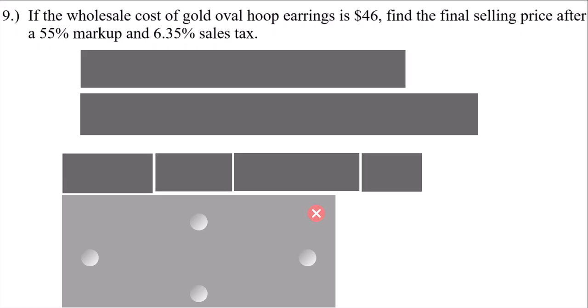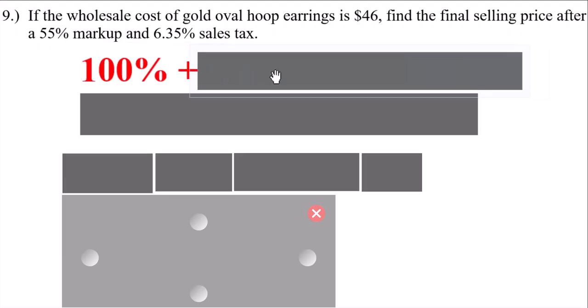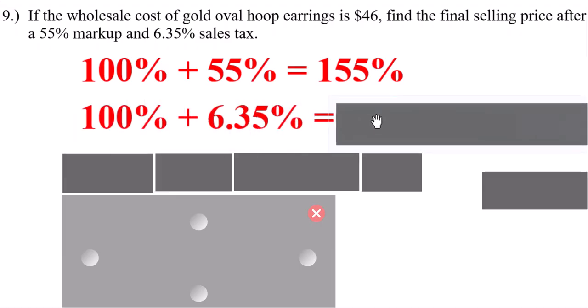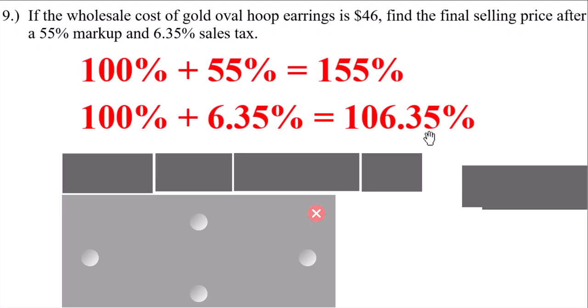All right, have you already done number 9 and number 10? 100% plus the markup percent. You pay 155% of the wholesale cost. But 100% plus the percent of tax. You pay 106.35% of the marked up price.